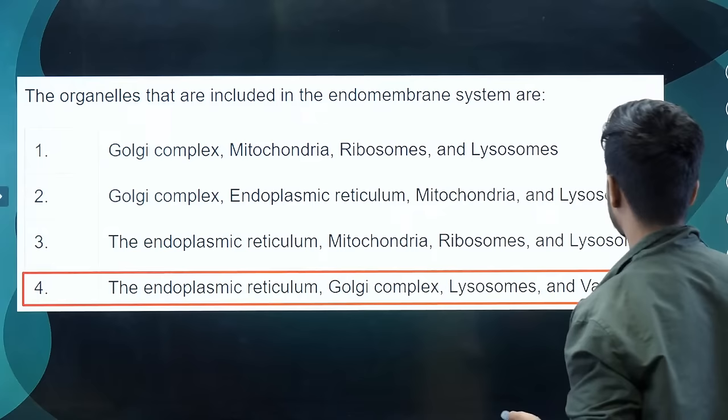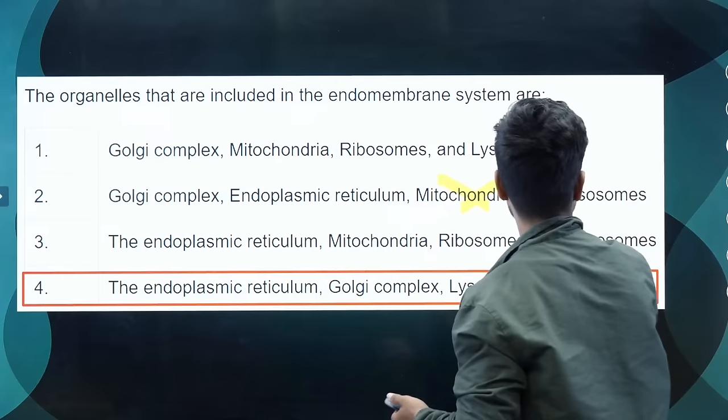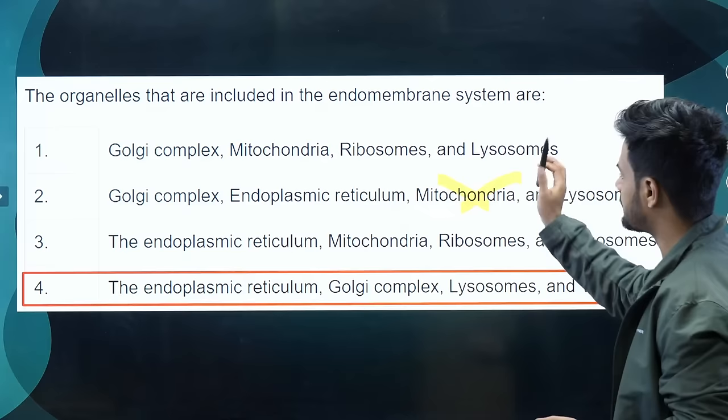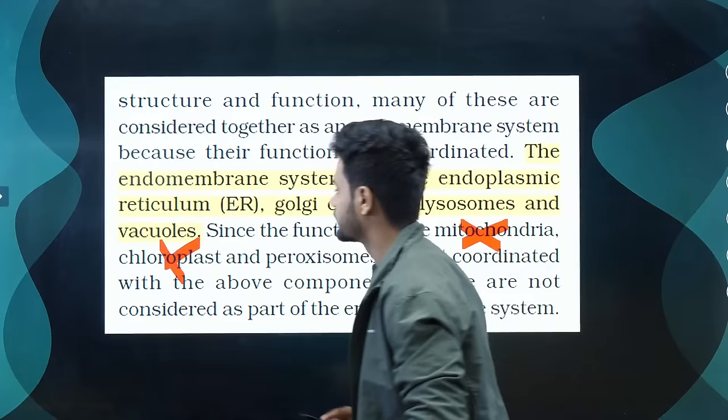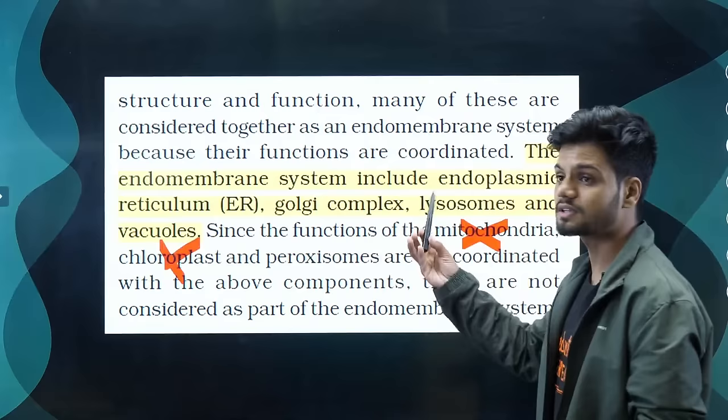I was wondering why they have given you mitochondria. Endoplasmic reticulum, Golgi complex, lysosomes and vacuoles are included. Mitochondria is not included and chloroplast is not included. Little bit tricky. See, students, this is what happens. Concept can be remembered easily, but one whole point here and there can be misplaced.